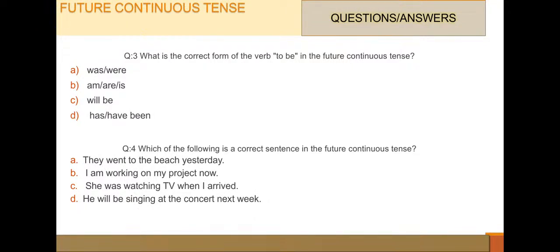Third question, which is the correct form of to be? Will be, actually. Which of the following is the correct sentence in the future continuous tense? She will be singing at the concert next week.